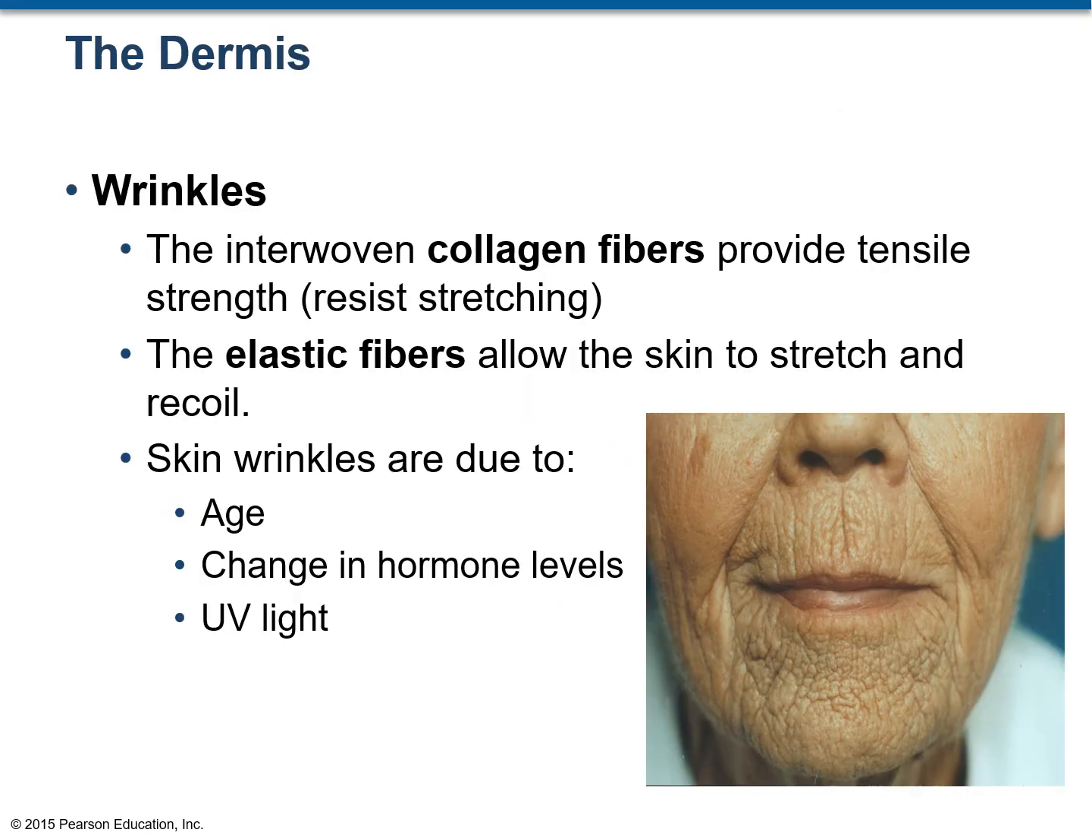Our skin contains collagen fibers and elastic fibers. Collagen fibers provide tensile strength, that means they resist stretching, while elastic fibers do the opposite. They allow the skin to stretch and recoil. Now, as a person ages, there is wear and tear in these fibers and the repair mechanism slows down. So the fibers are really not as effective as they are in youth. So a person gets wrinkles.